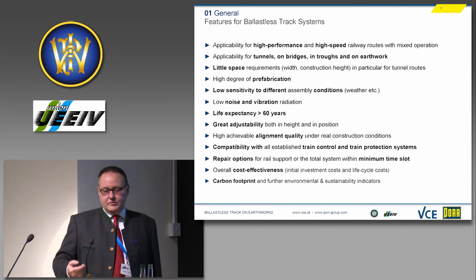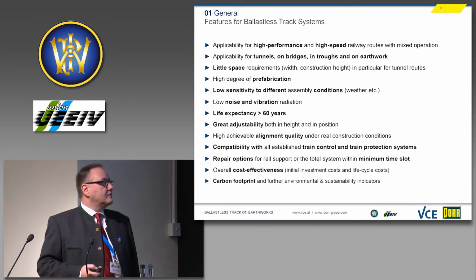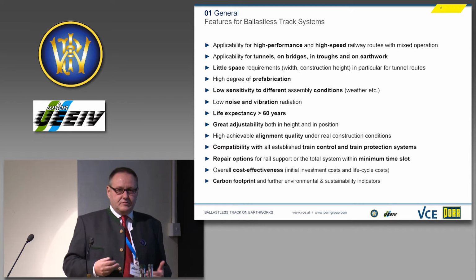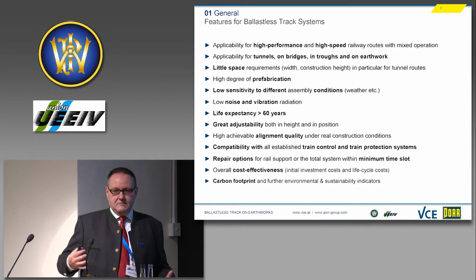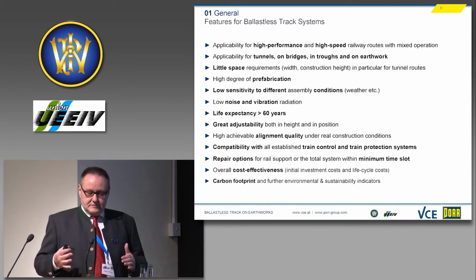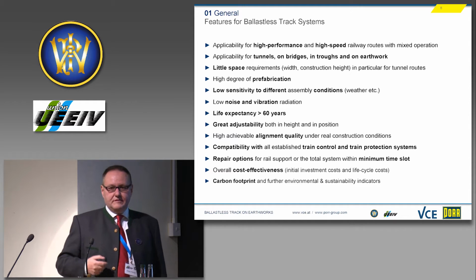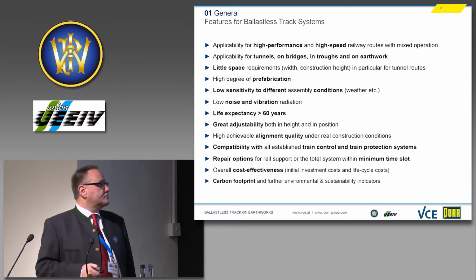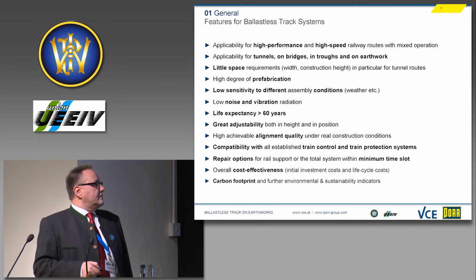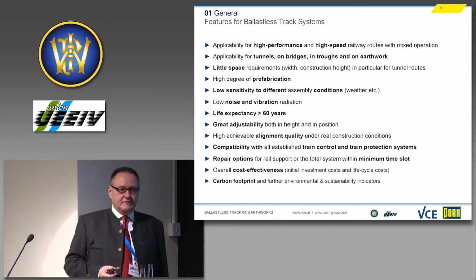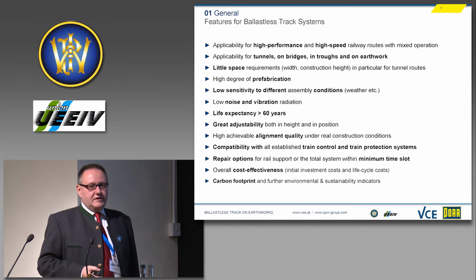This leads to low work on site and ensures a better track quality, because the quality process can be done in a prefabrication hall where it's possible to control it much better. Then what we also want, we want to have low sensitivity concerning different conditions on site.